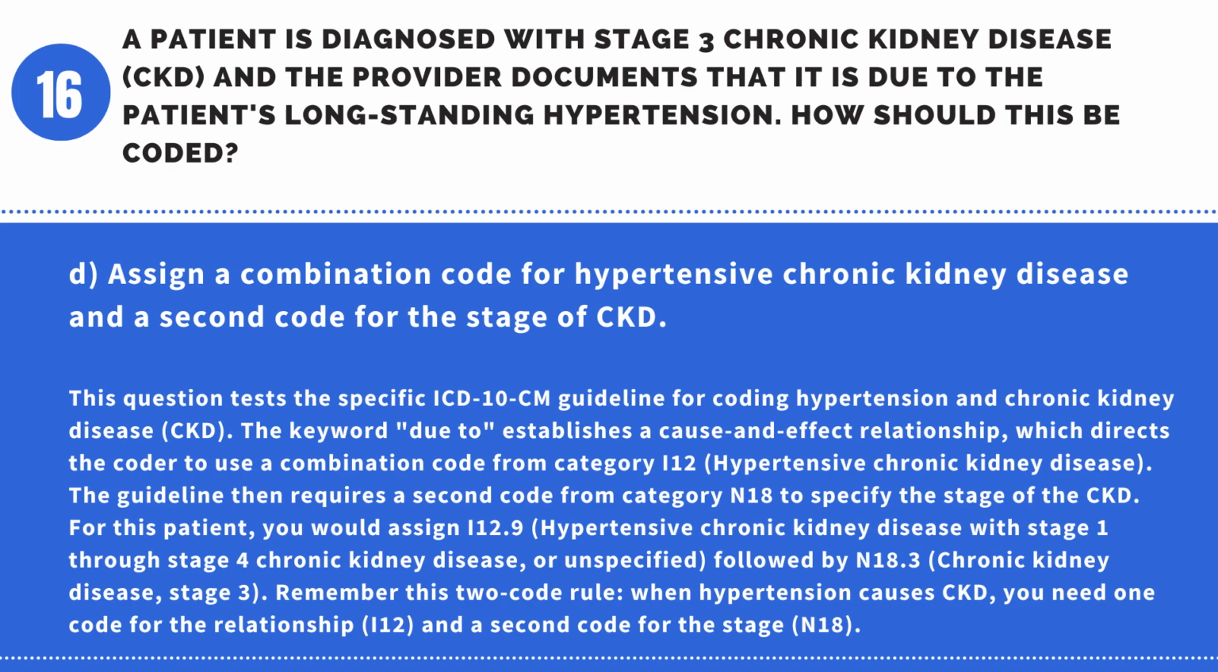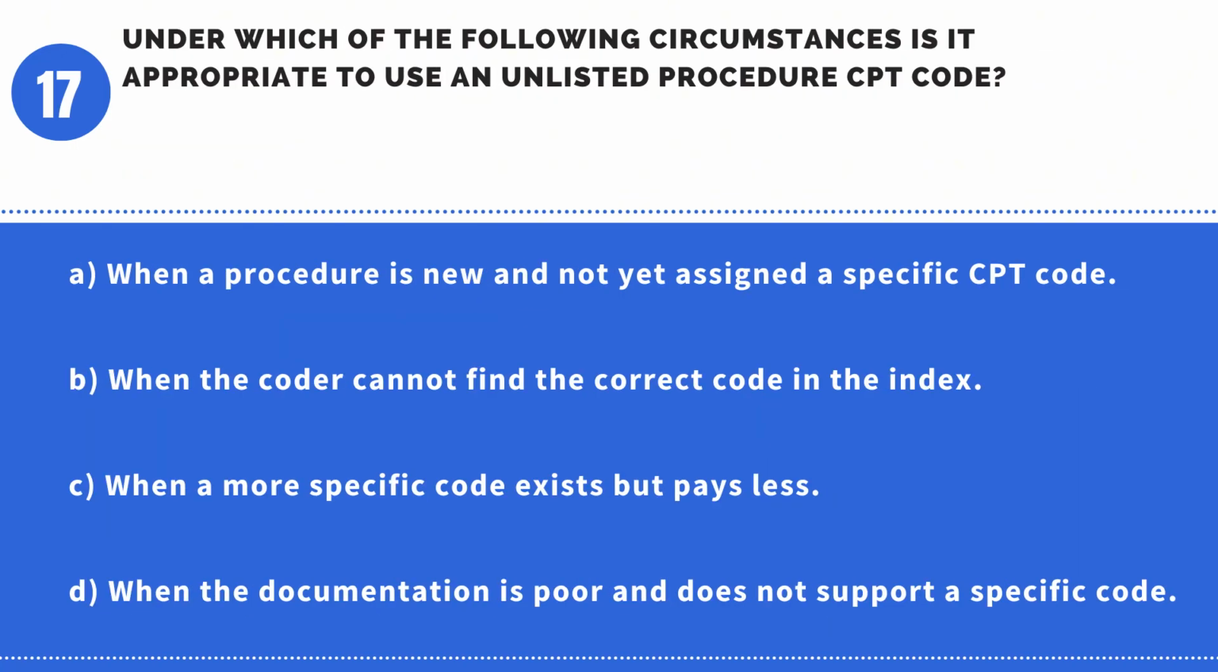For this patient, you would assign I12.9, hypertensive chronic kidney disease with stage 1 through stage 4 chronic kidney disease, or unspecified, followed by N18.3, chronic kidney disease, stage 3. Remember this two-code rule: when hypertension causes CKD, you need one code for the relationship, I12, and a second code for the stage, N18. Question 17.